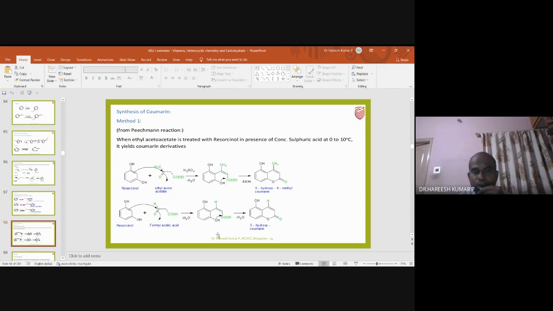Now, if this compound is heated, what will happen? H and OH are removed as water, giving rise to 5-hydroxy coumarin as the product. So this is about coumarin, a heterocyclic compound. More particularly, it's a bicyclic compound, a benzo-fused pyranone compound. With this, I will go to the next slide.